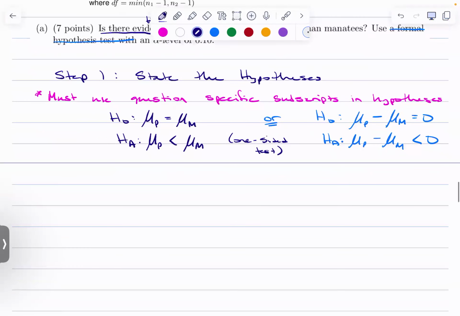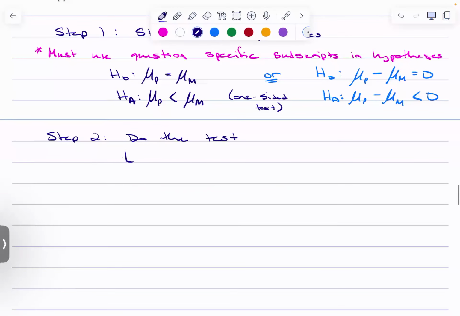Step 2, do the test. Your test statistic is still a t, right? We know how t's behave, which is really nice. And so t, just how we get there is a little bit bigger, but t is going to be x1 bar minus x2 bar. Technically, this part's not on your formula sheet, but minus mu1 minus mu2.